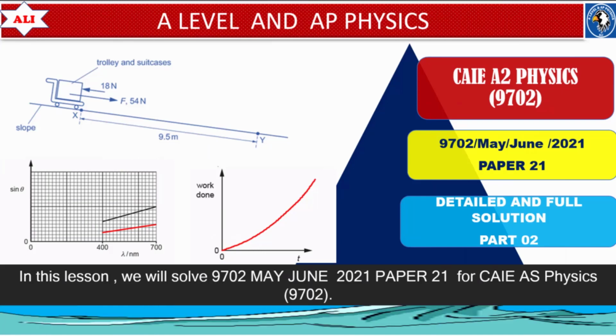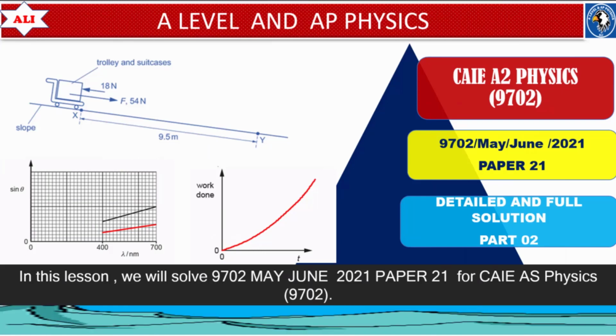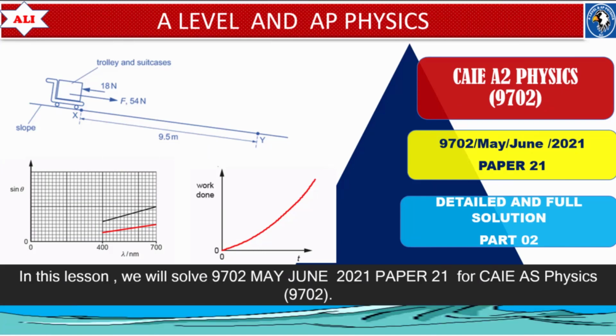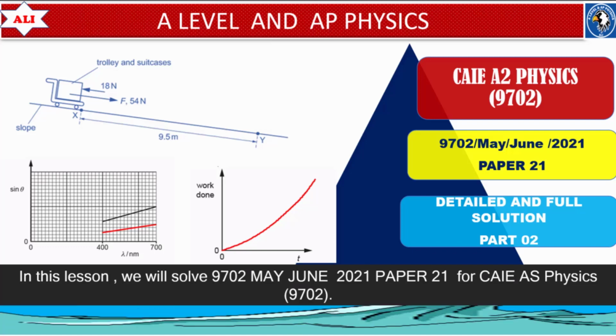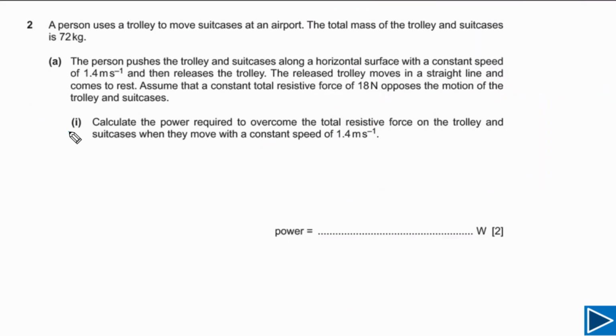Welcome to A-Level and AP Physics. In today's lesson, we will discuss a typical type of question on kinematics and dynamics from May June 2021, Paper 2, Variant 1. For Part A1, we need to calculate the power required to overcome the total resistive force on the trolley and suitcases when they move at a constant speed of 1.4 meters per second.